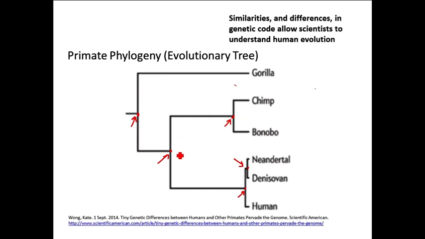What this means is there is a common ancestor here that shared characteristics that we now see in chimps, bonobos, Denisovans, and humans. And if we had Neanderthal DNA, we would look at that as well. That gave rise to these groups. It's pretty cool what can be sorted out using DNA.